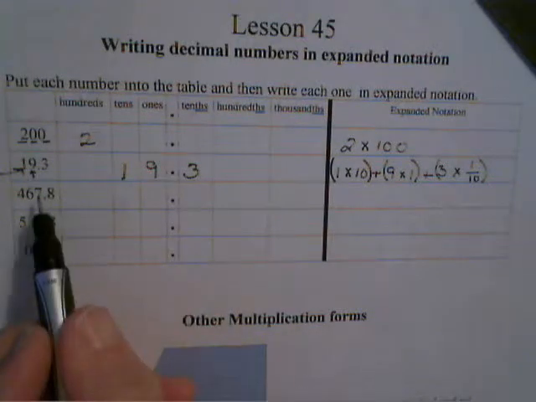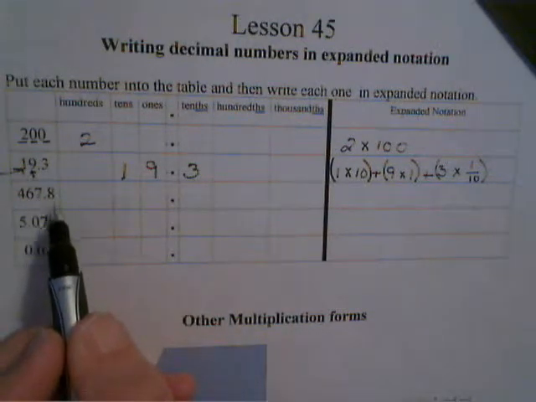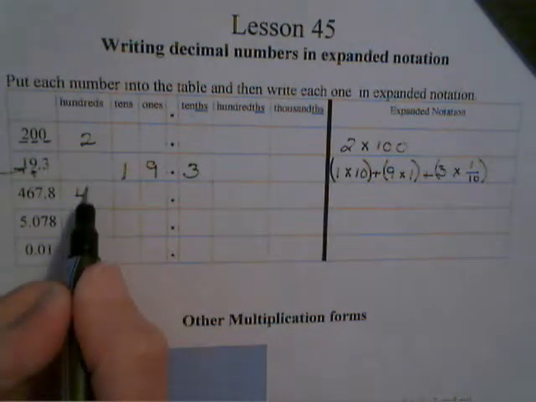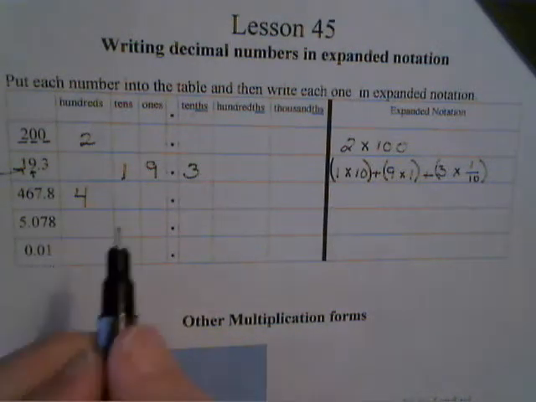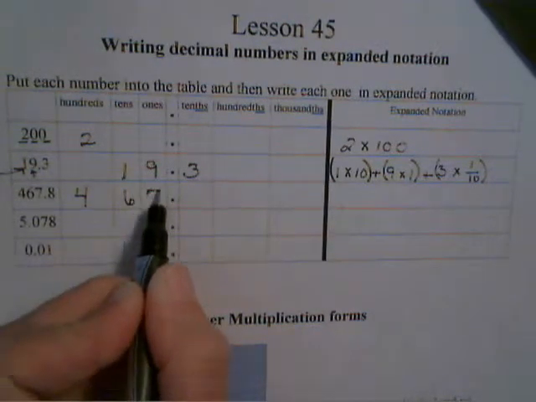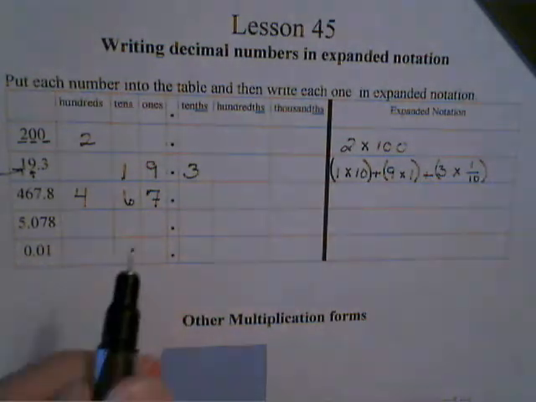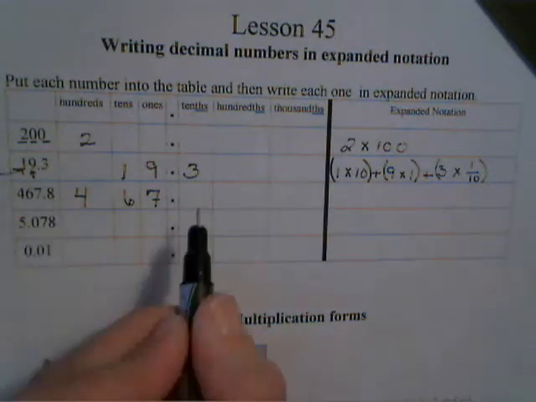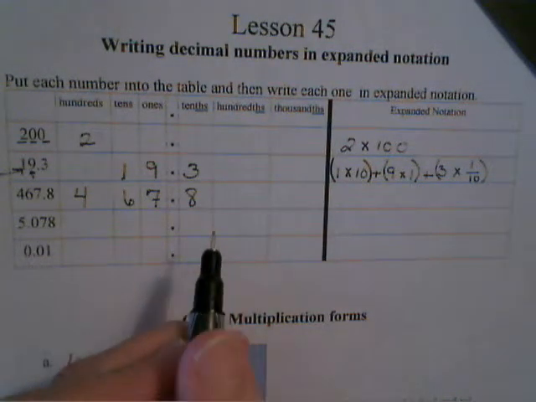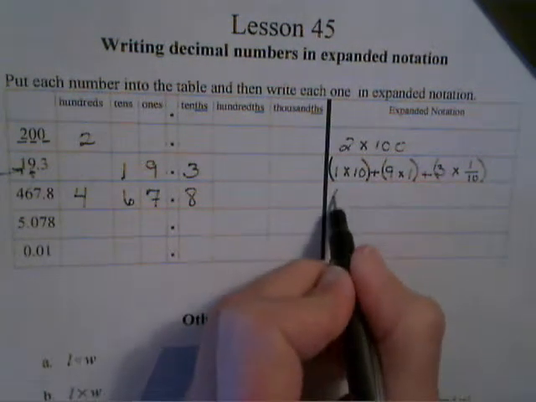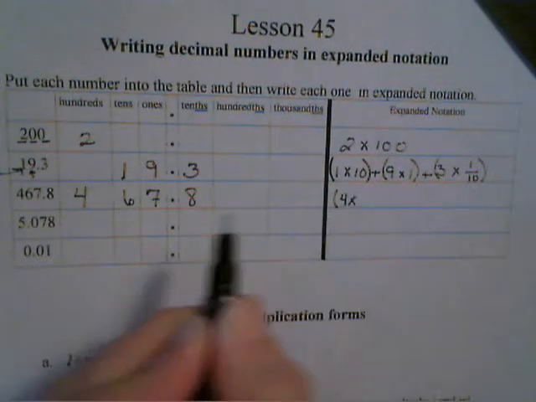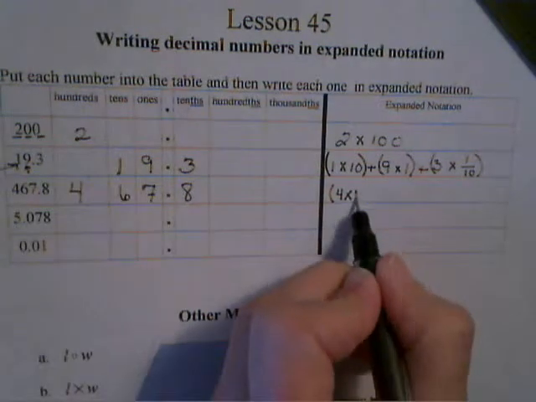All right, so let's do 467 and 8/10. So we look at what's in the hundreds place. Well, we've got a 4. What's in the tens place? That's a 6. What's in the ones place? That's a 7. Then we have this 8 in the tenths place, so he goes on the other side of that decimal. To write this out, I'm going to start with the parenthesis, and I'm going to do the first one. That's a 4. 4 times what? Well, he's in the hundreds place. 4 times 100.